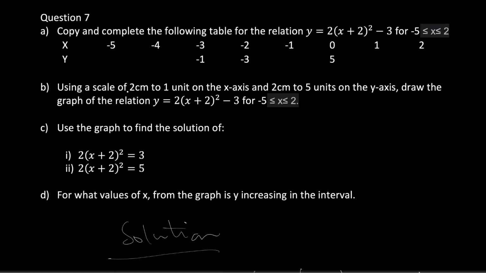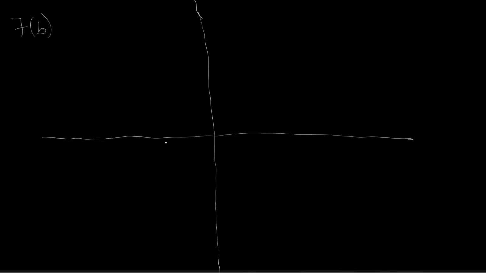So we are taking 2 centimeters to 1 unit on the x-axis. So 1, 2, 3, 4, 5, 6, 7. So every 2 centimeters we have 1 unit. Every 2 centimeters an addition of 1 unit, so 2. Every 2 centimeters an addition of 1 unit, so 3. We do the same for the negative x column.